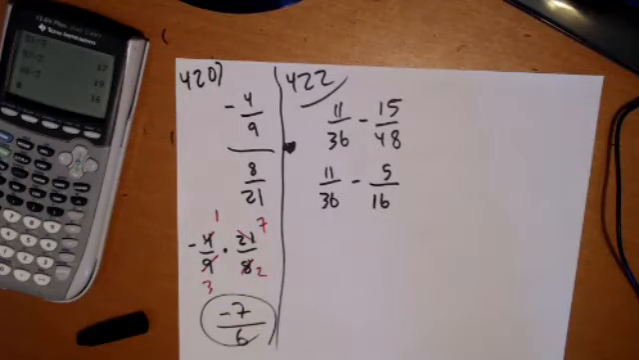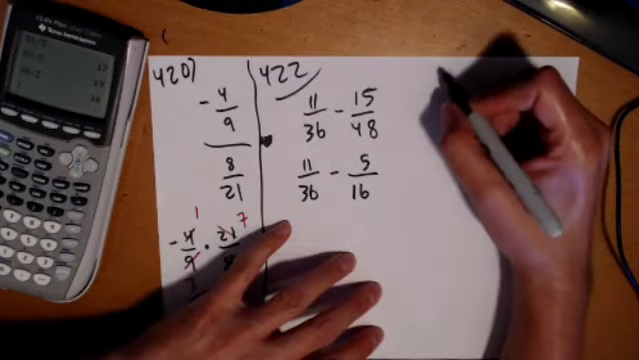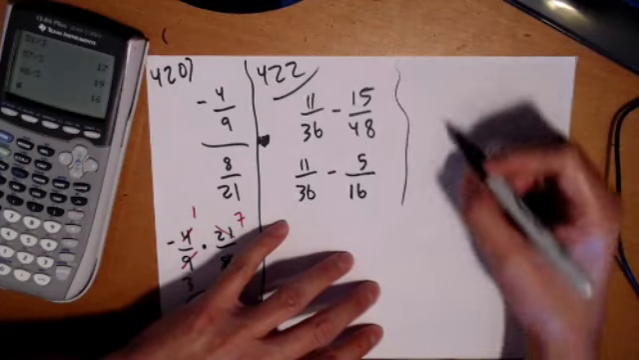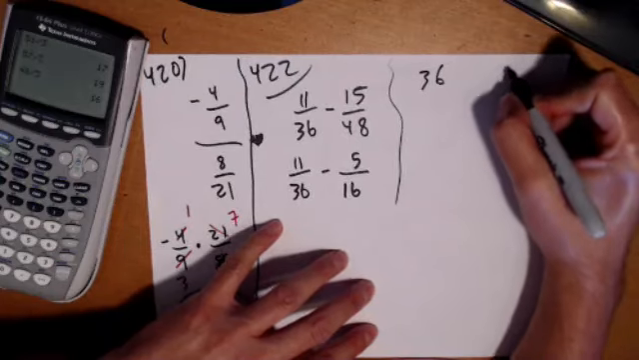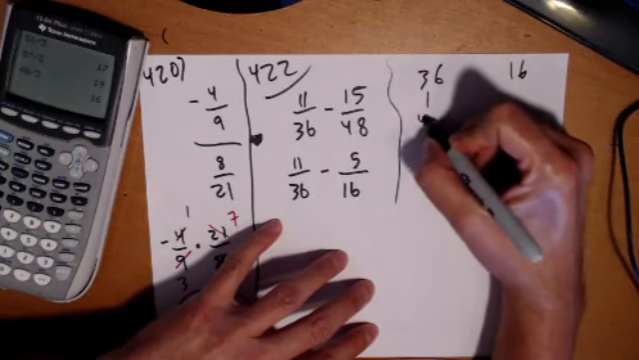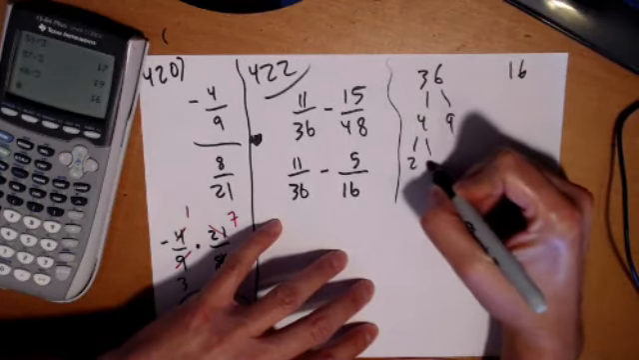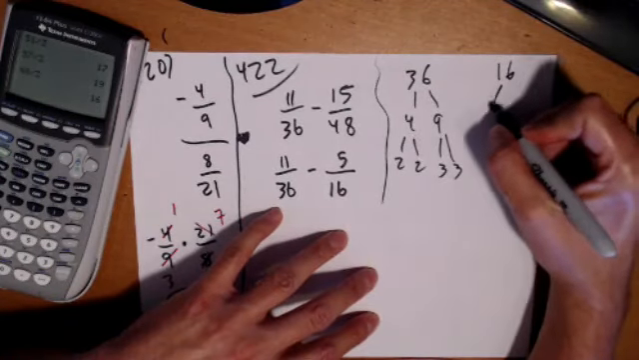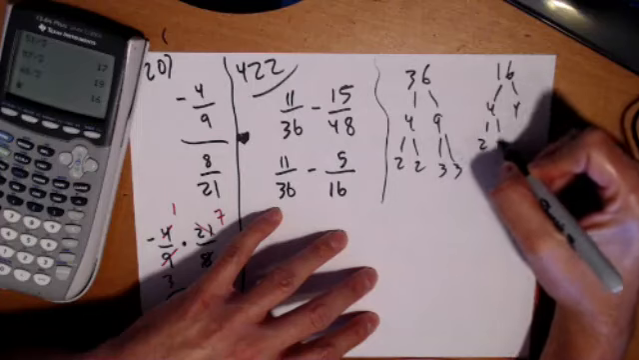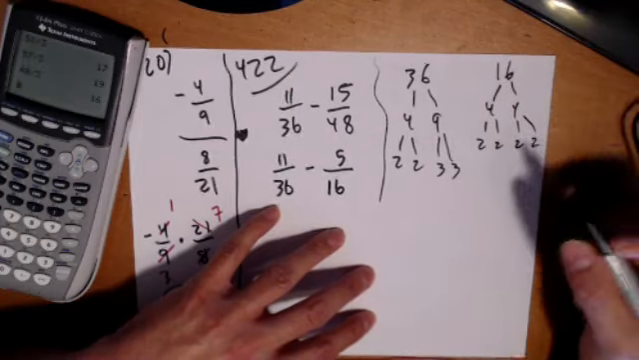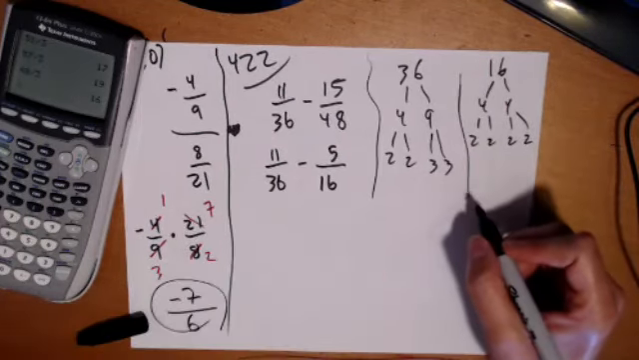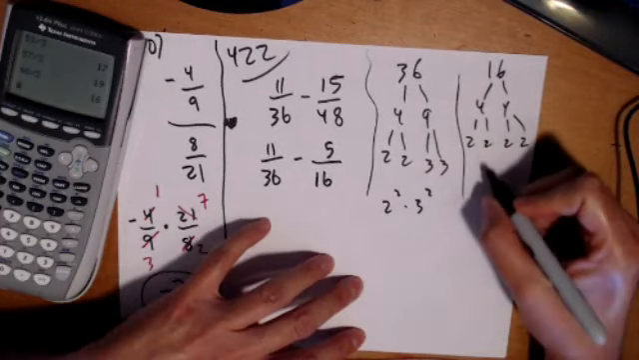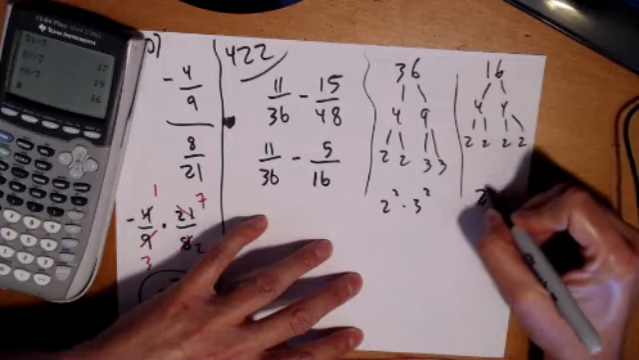Okay, common denominator between 36 and 16. Oh my gosh, 36 and 16. I was doing so well. 36 is 4 times 9, which is 2 times 2, which is 3 times 3. 16 is 4 times 4, which is 2 times 2, which is 2 times 2. So we have a 2 squared and a 3 squared. We have a 2 to the 4th.